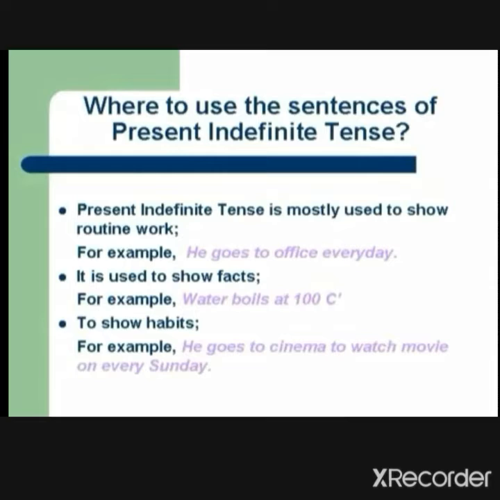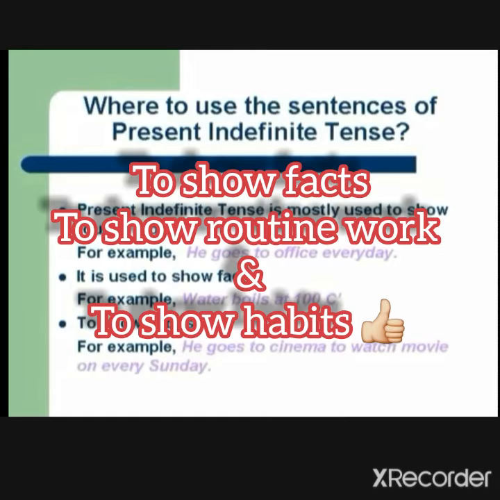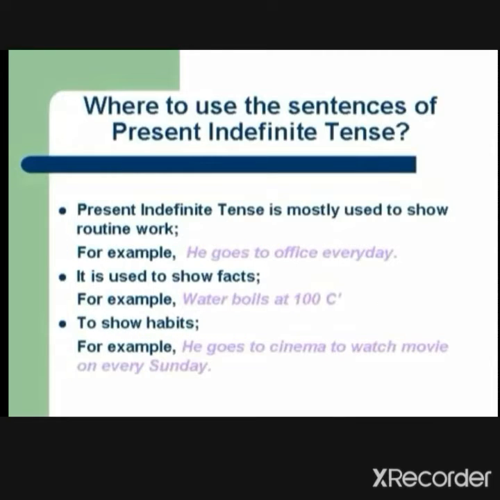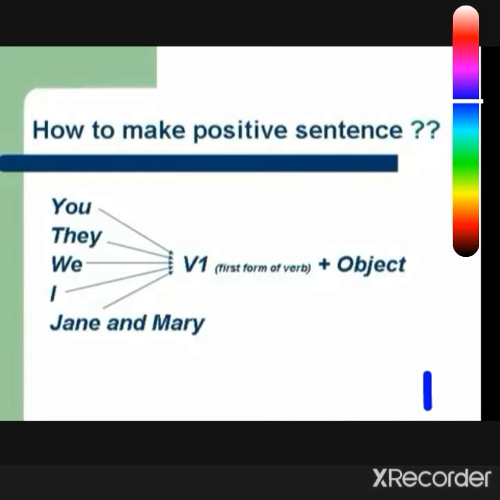So in these mentioned ways you can see that present indefinite tense is used to show routine work, to show facts, and to show some habits, and especially it is used to show routine work. These definitions make it clear. So how do we make positive sentences?